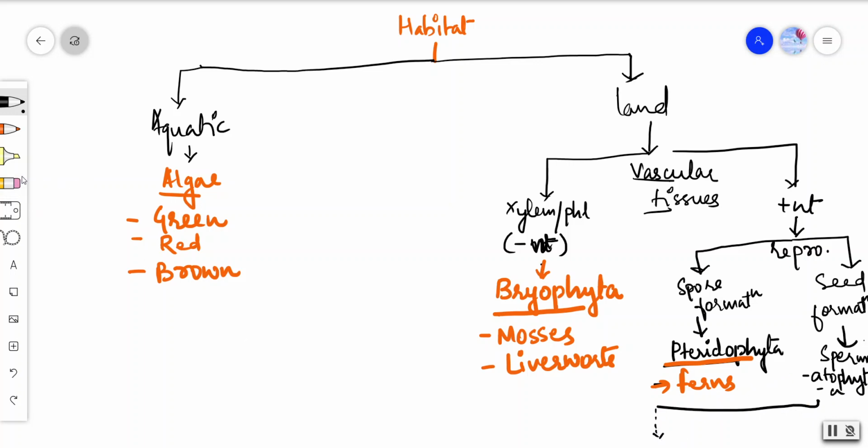Till now I guess everything is clear. On the basis of habitat, first, according to habitat, दो टाइप के हो सकते हैं habitat, that is aquatic and land. Clear? Aquatic contains algae which can be green, red, brown, any type of algae. Another one is land. Land के divisions पे another जो characteristic लिया that is vascular tissues, that is xylem phloem. ये किस में present है किस में नहीं. तो जिसमें absent है that is bryophyta. Bryophyta contains mosses, liverworts.